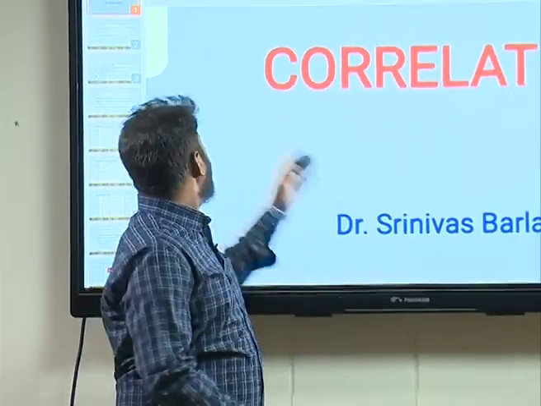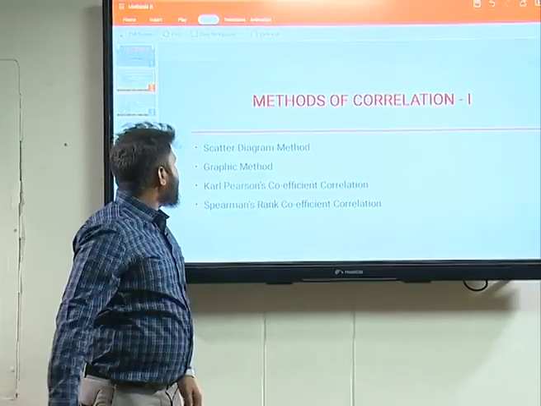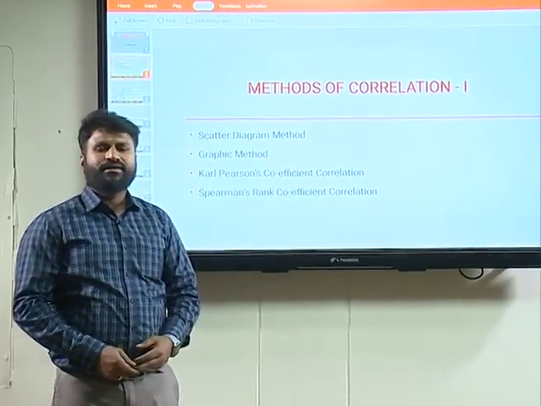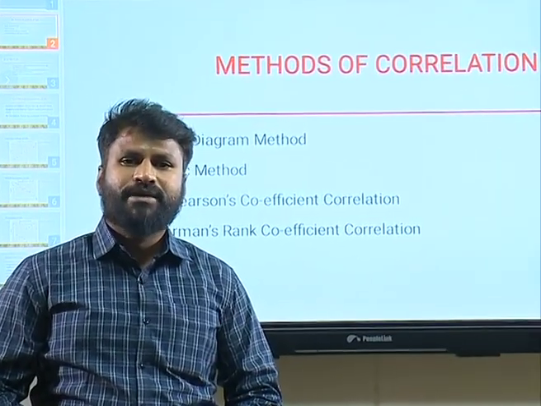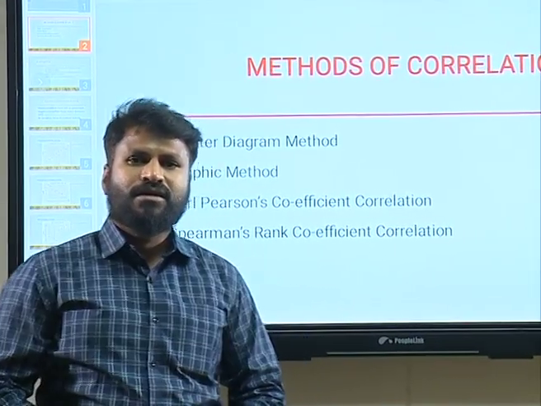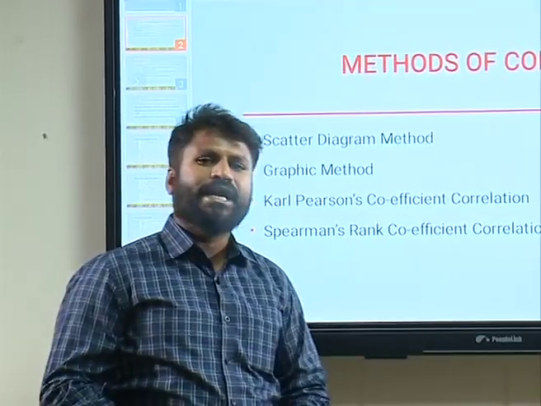Hello students, today I am going to talk about the correlation methods. We have four types of methods. First one is the scatter diagram method, second one is the graphic method, third one is the Karl Pearson method, fourth one is the Spearman rank correlation method. Now I will explain the first one, the scatter diagram method.